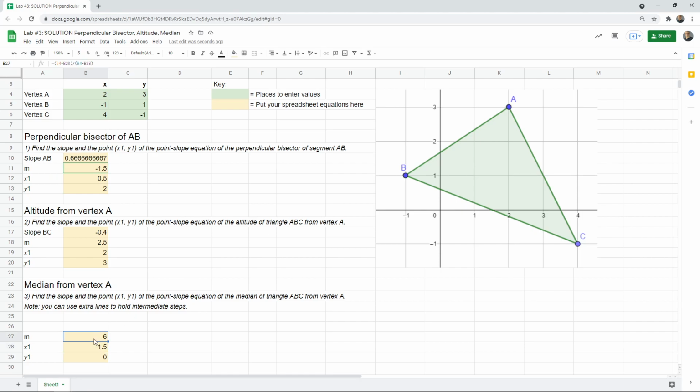So just checking to make sure. So we have these things. I didn't even need the extra room, I guess. So those are the parameters for the point slope equation of the altitude, of the median, from vertex A.